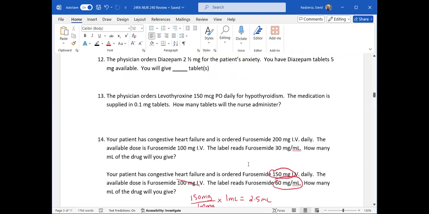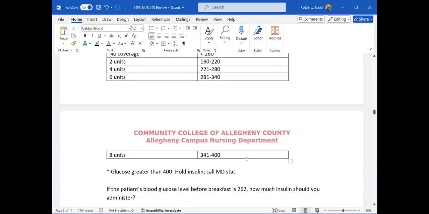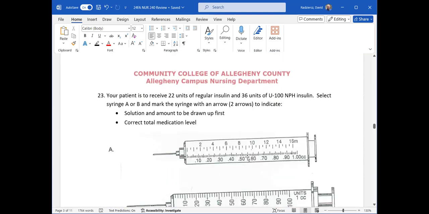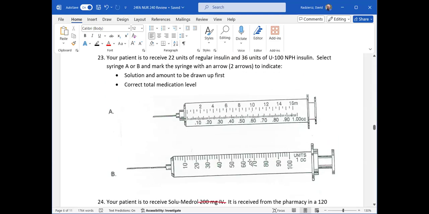Sure. All right. So marking the syringe. When you're marking the syringe, step one is make sure you choose the correct syringe to mark. It's always going to be this one because it's the only one that has units listed.